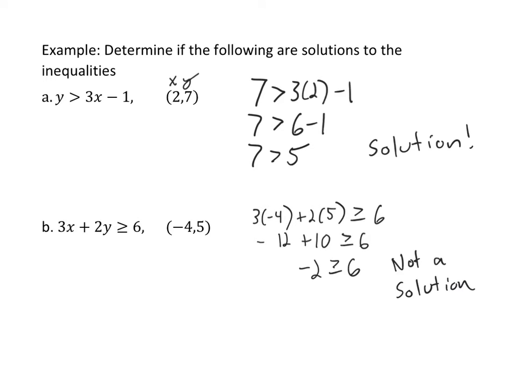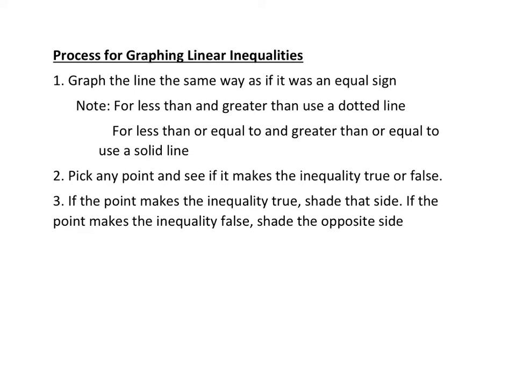So we're going to use that idea, and that's going to show us how to create graphs of linear inequalities. So let's do that. So here's the process for graphing linear inequalities. Number 1, graph the line the same way as if it was an equal sign, except for one key thing. For less than or greater than, we're going to use a dotted line. If you have a less than or equal to or a greater than or equal to, you're going to use a solid line.